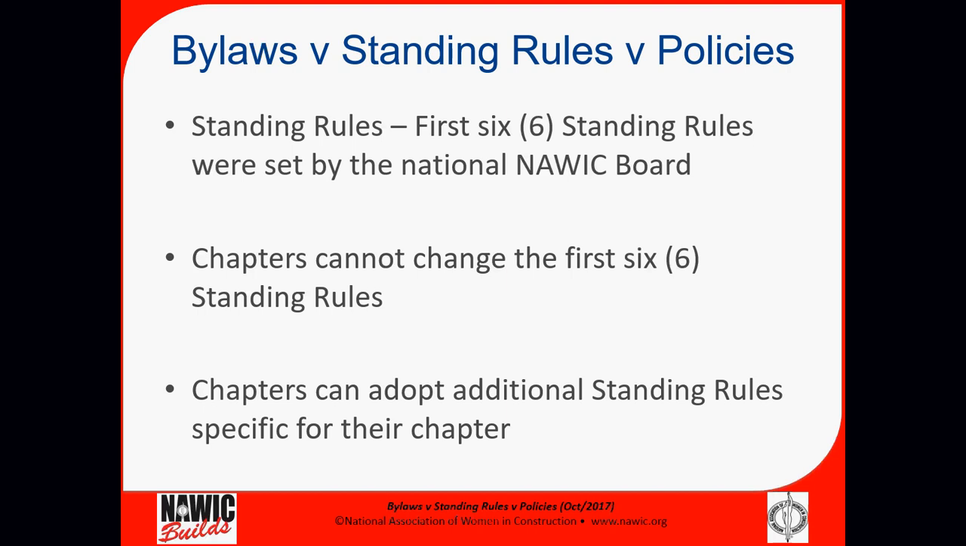For example, Standing Rule number 1 tells that a chapter shall adopt standing rules stating its dues, fees and charges, meeting date, and method of voting for officers, delegates, and propositions. And then it goes on a little bit. Because of Standing Rule number 1, chapters need to adopt additional rules that answer those questions. For example, giving what their dues are, what their fees are. They adopt a standing rule that states their meeting date.